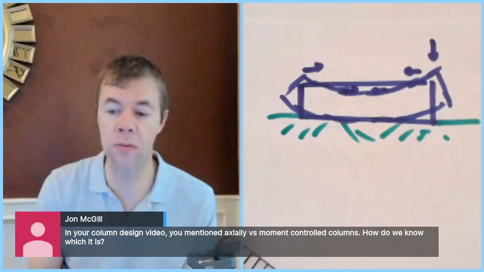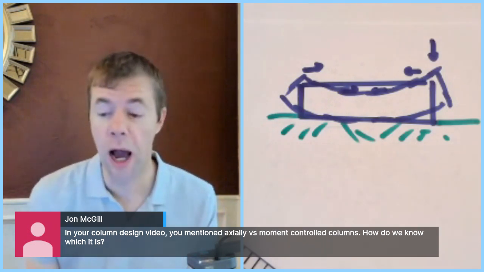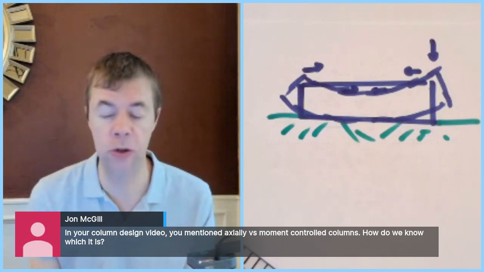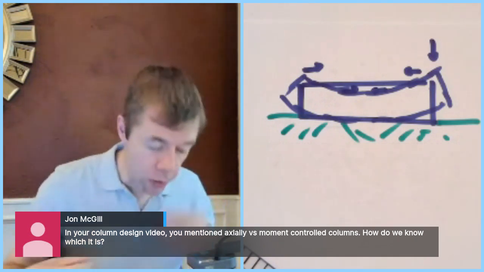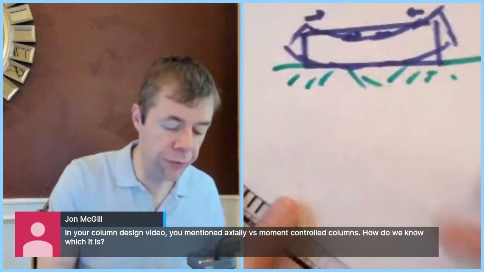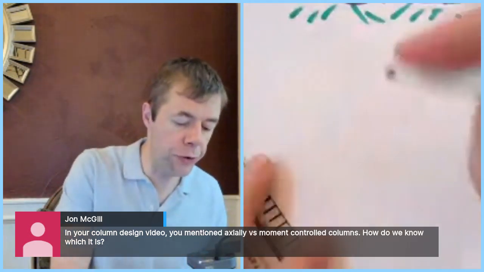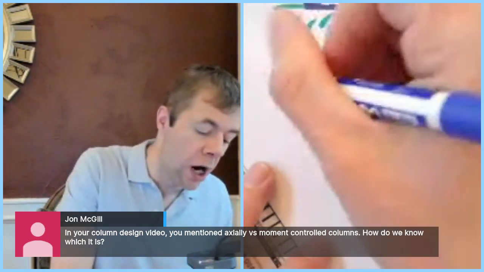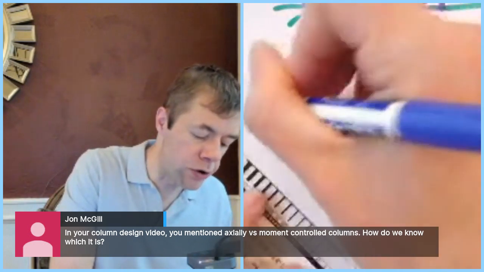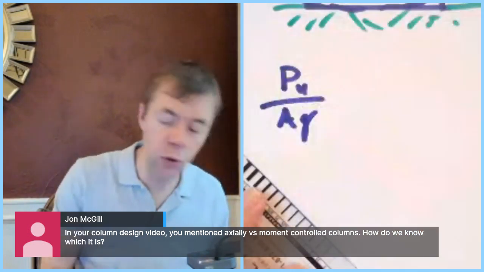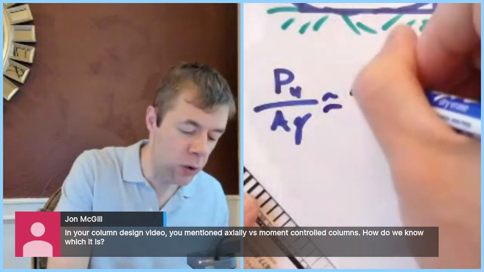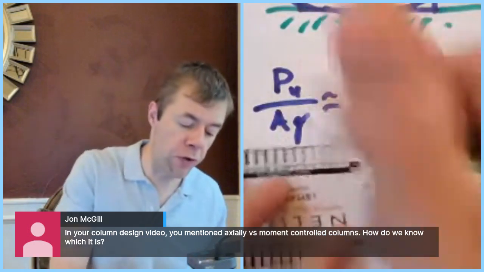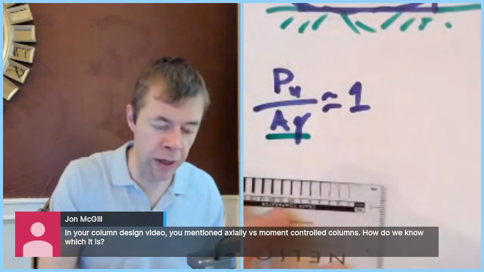John says, in the column design videos, or in videos in general, I mentioned axial load controlled versus moment controlled. How do we know which one it is? John, one way you could do it, and I thought about adding this to the video but didn't come up with it until afterwards: if you remember, one of the tricks I told you was to use Pu over Ag, set it equal to about 1, and solve for the area gross, the area of the column that you would need.